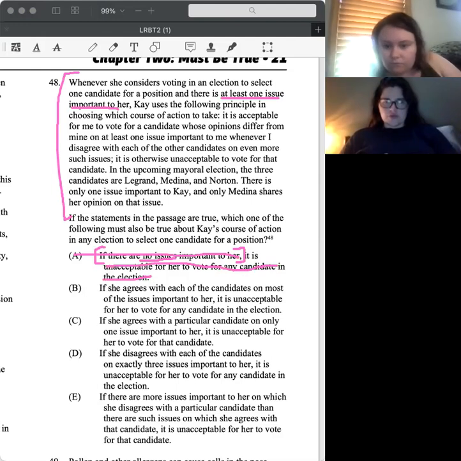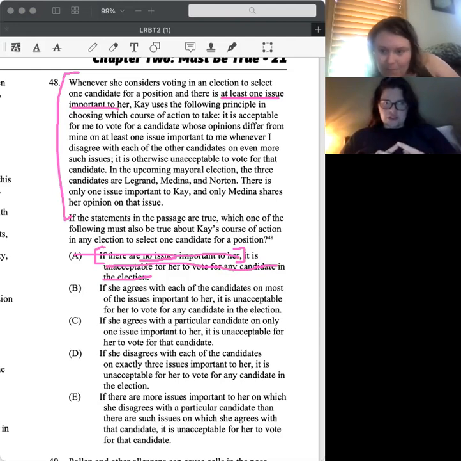Okay, perfect. If she agrees with each of the candidates on most of the issues important to her, it is unacceptable for her to vote for any candidate in the election. So if she agrees with each of the candidates on most of the issues important to her, no, that's so wrong. And it's not happening here either.